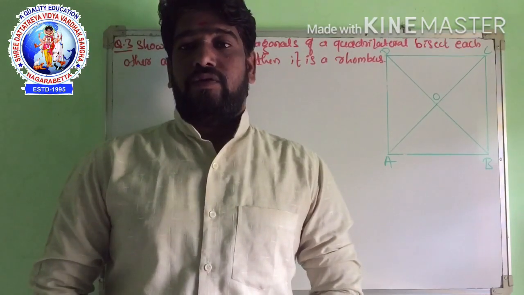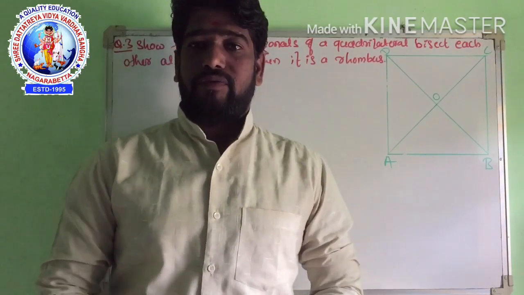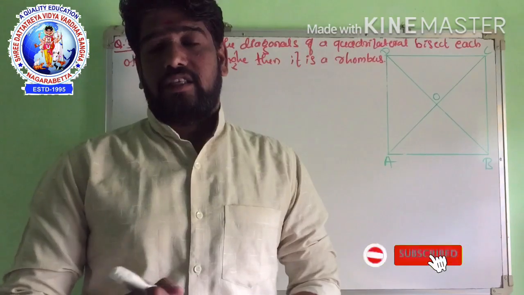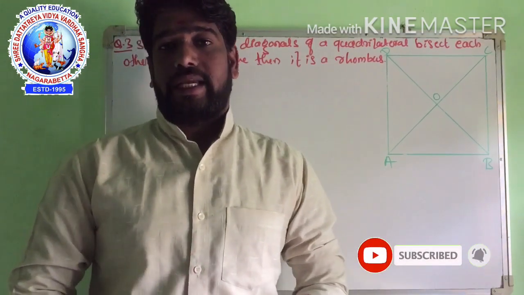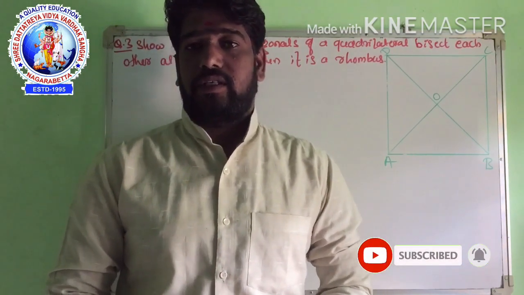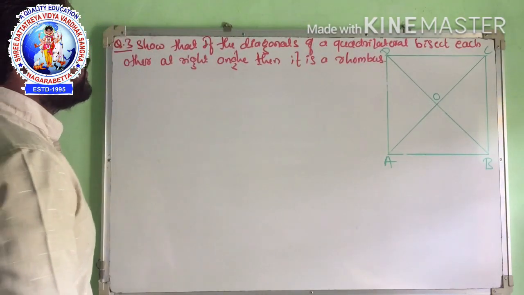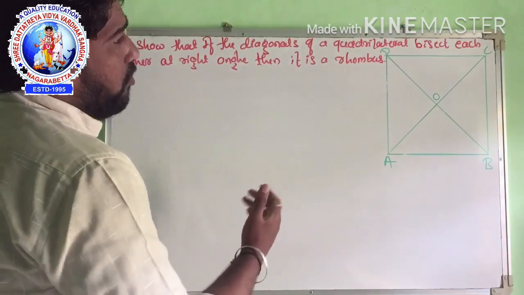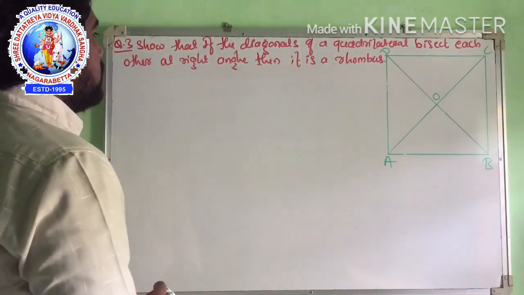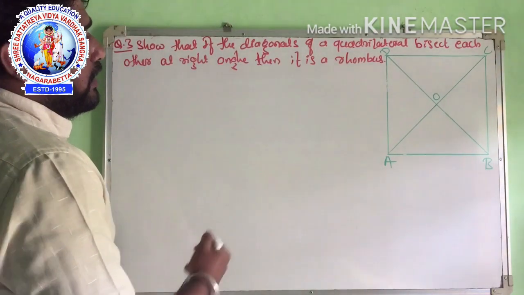Welcome back students. We are discussing quadrilaterals. In a previous section we discussed Exercise 1, question number two, and in today's section I am going to discuss the third question, that is: show that if the diagonals of a quadrilateral bisect each other at right angles, then it is a rhombus.